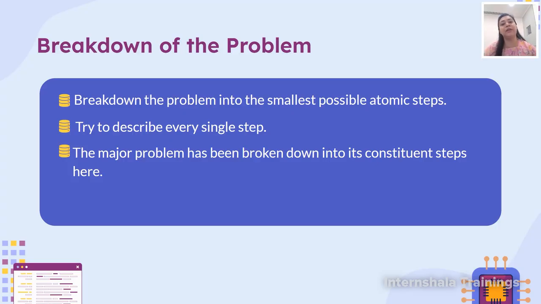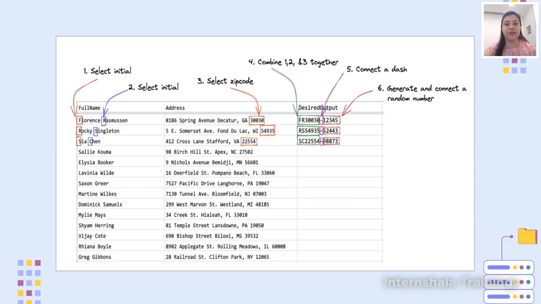You can break down into smaller parts, so that based on the priority, you decide what is to be solved at the very first instance, then the second, then the third, then the fourth. Yes, based on its priority. Now this is what we are actually trying to do to break down this whole problem. We have seen the desired output, which was FR30030-12345, which has a random number, right? Now how did we get this?